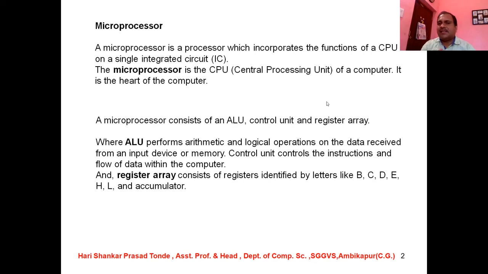The microprocessor is the central processing unit of a computer. It is the heart of the computer, as we all know. Processor or central processing unit is the brain of a particular computer. A microprocessor consists of ALU, control unit, and register array. Three components it comprises, where ALU performs arithmetic and logical operations on the data received from an input device or memory, and control unit performs the instructions and flow of data within the computer, and register array consists of registers identified by letters like B, C, D, E, H, L and accumulator, etc.